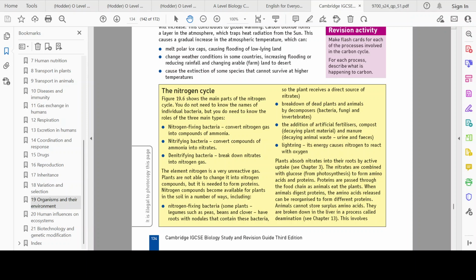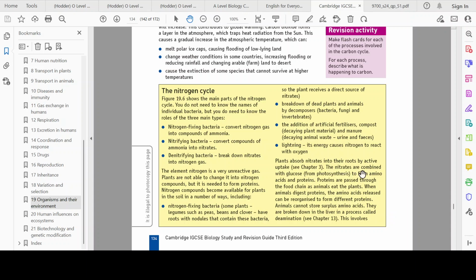Nitrogen itself is very unreactive, right? Plants are not able to change it themselves, but they need nitrogen for making proteins, for the amino acids. Nitrogen compounds become available for plants in the soil by nitrogen fixing bacteria, by the breakdown of dead plants and animals by decomposers, by the addition of artificial fertilizers, and from lightning as well.